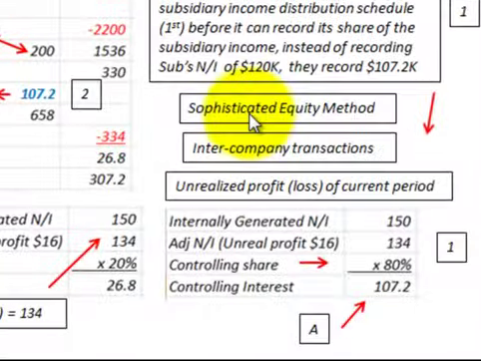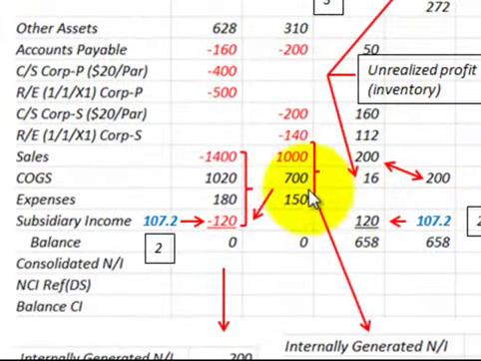Okay, here we're going to be looking at the sophisticated equity method for intercompany transactions. For example, we're going to have some unrealized profit, or it could be a loss, for the current period, and that's going to be a profit in some beginning inventory. So the best way to look at the sophisticated method and how it works is to make a comparison to the simple equity method.